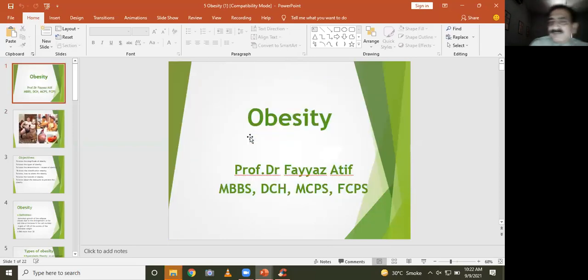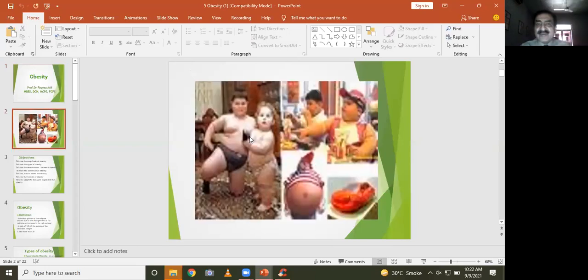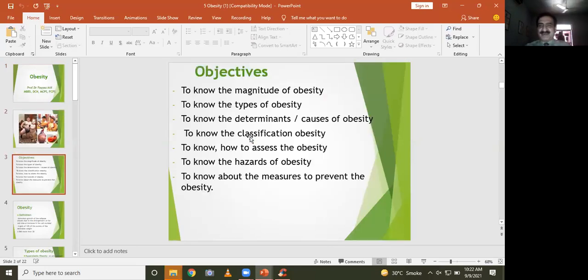So the other topic is obesity. What is obesity and how can we treat it or prevent it in childhood? In this lecture, we will learn what the magnitude of obesity is and how common it is. Obesity is a disease, a non-communicable disease, and we will see how common it is in Pakistan and worldwide. And what are the different types of obesity?